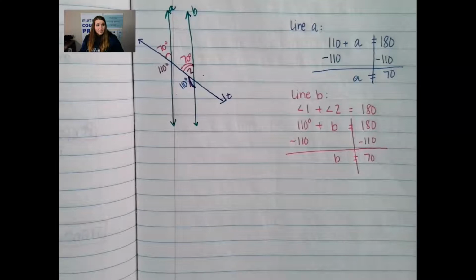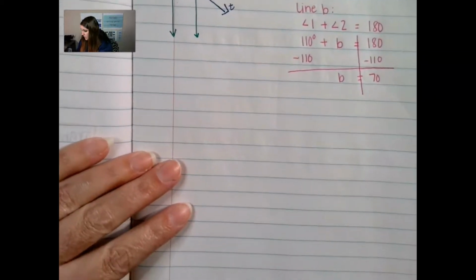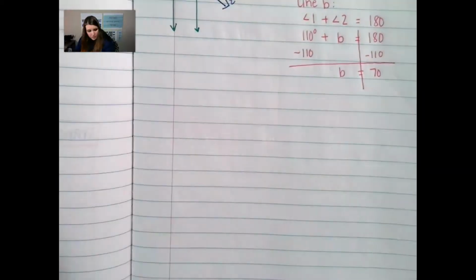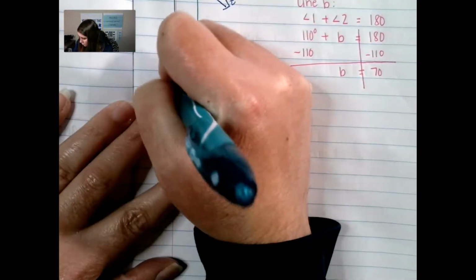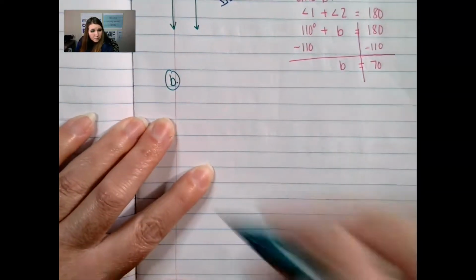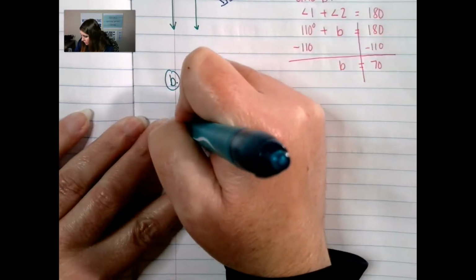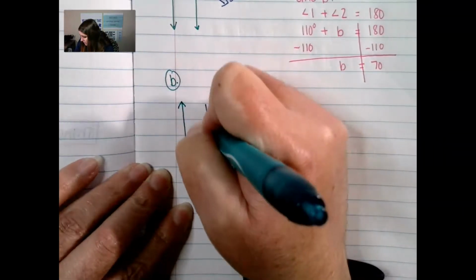All right, so let's do one more example. Let's do example B. All right, so let me draw this again, and then I'm going to give you your try it. All right, so example B. Example B, again, you're going to have two parallel lines.